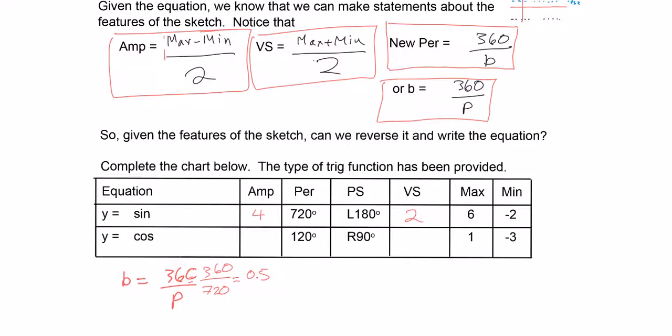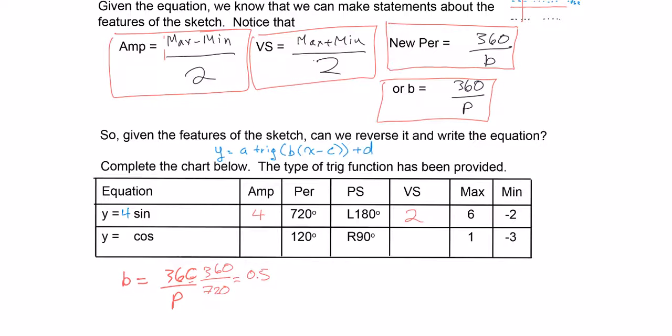So if we were actually going to write an equation for this, notice the amplitude is 4, so we'd write y is equal to 4, and now our period was 720, and that's why we calculated the B value for this graph. So now remember, our basic equation always looks like this: y is equal to A trig B(x minus C) plus D.